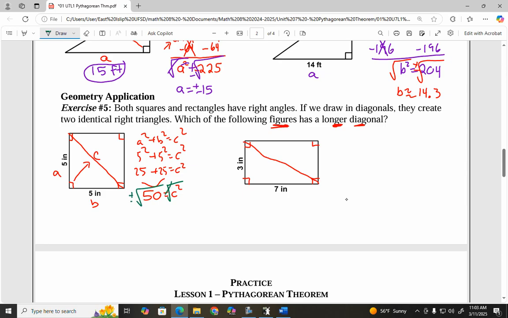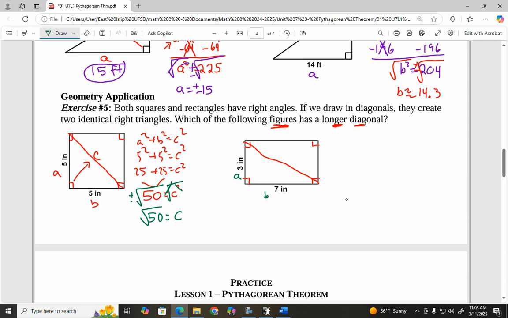And actually, I'm not even going to change it to a decimal because they're not asking me how long it is, they're just asking me which one is longer. So on the square, side C is the square root of 50. I can leave it just the square root of 50 actually, and you'll see I'll be able to make a very easy comparison. So let's do the rectangle.